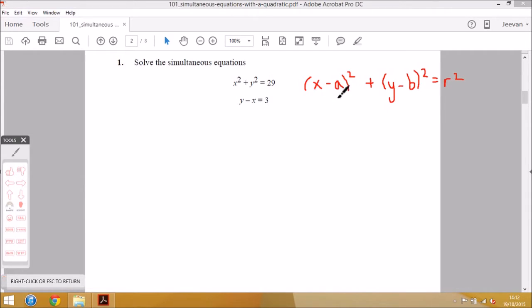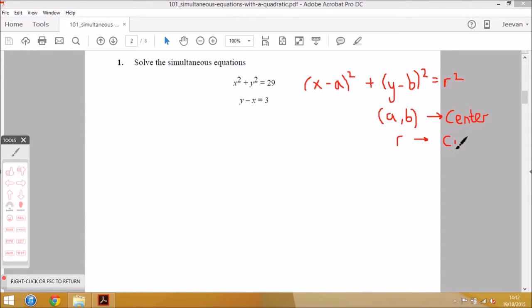So a and b are the coordinates of the center of the circle. So the coordinates (a, b) is the center of the circle. That is the center of the circle. And r is the radius of the circle.